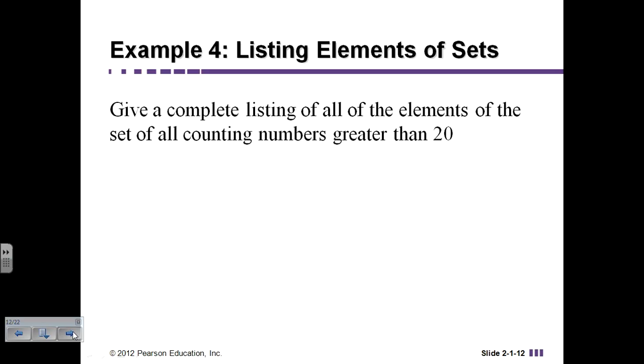Give a complete listing of all the elements of the set of all counting numbers greater than 20. So counting numbers mean that there are no decimals. Greater than 20 means that it does not include 20, but it is greater than 20. So this is again an infinite set: 21, 22, 23, 24, and then the ... represents infinity.